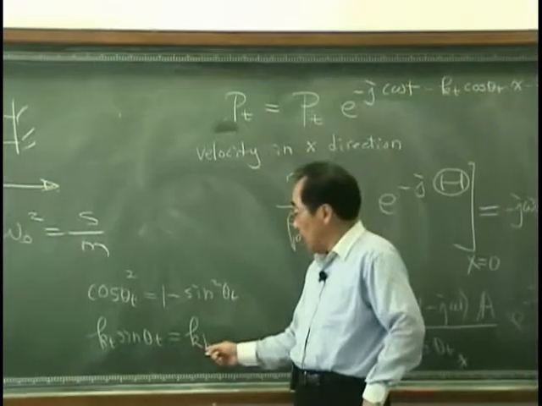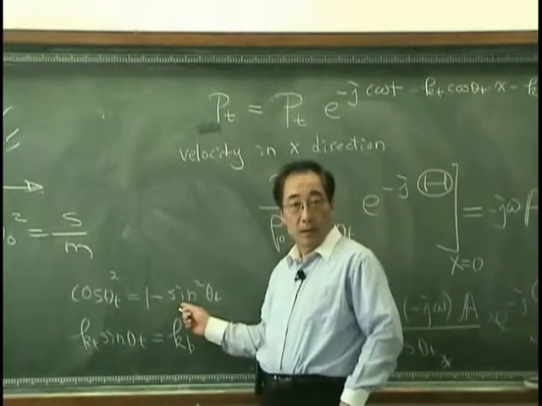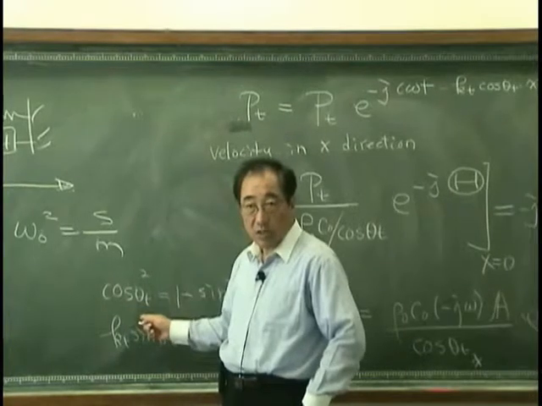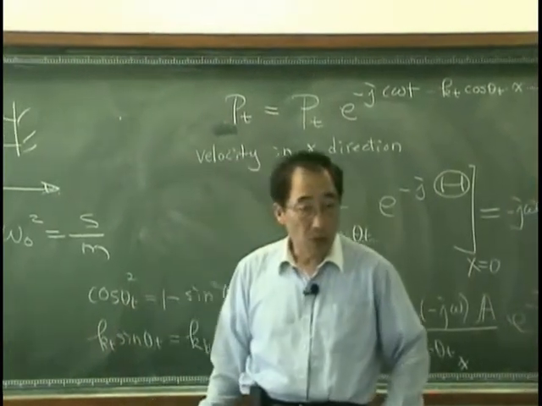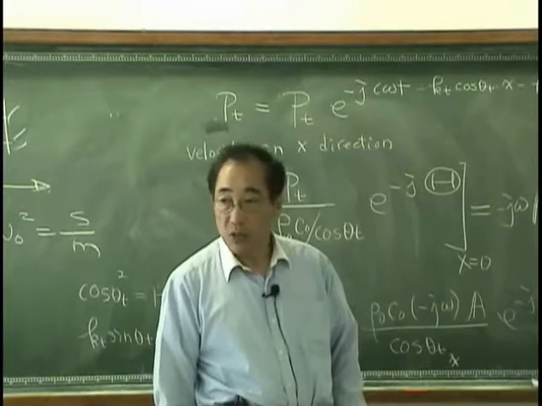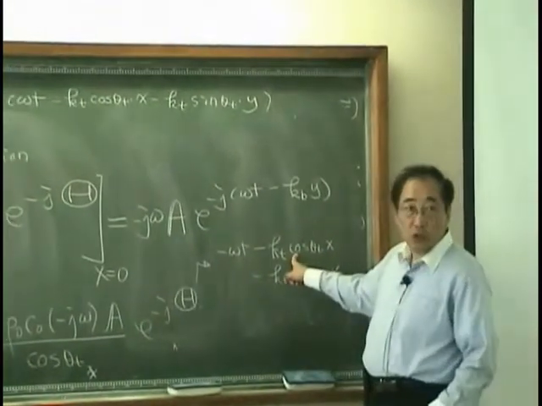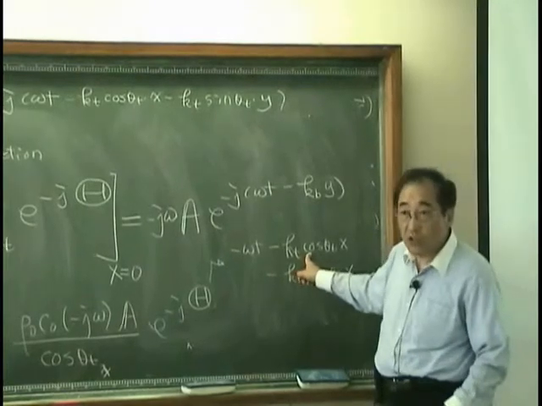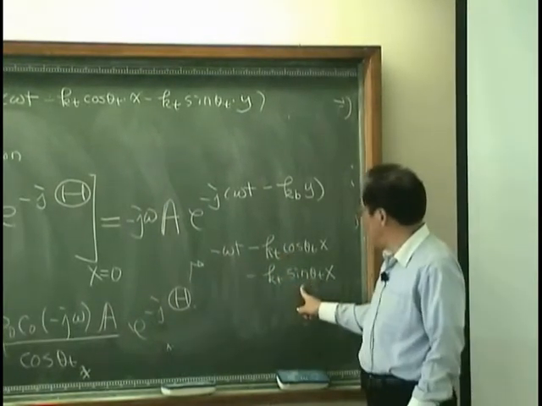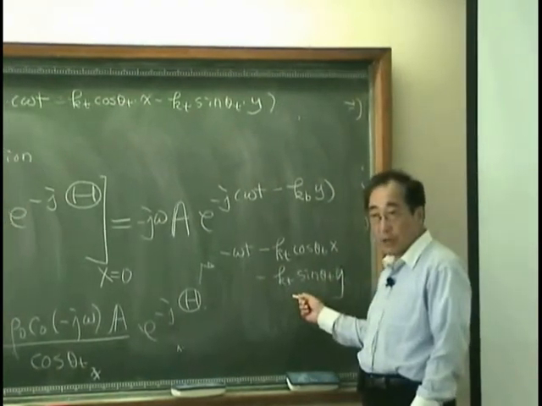But if KB is larger than 1, then this formula says that cosine square theta t is less than 0. Therefore, cosine theta has to get some imaginary part. That means there is no propagation in x direction but an evanescently decaying wave in x direction. But there is a propagation in y direction.